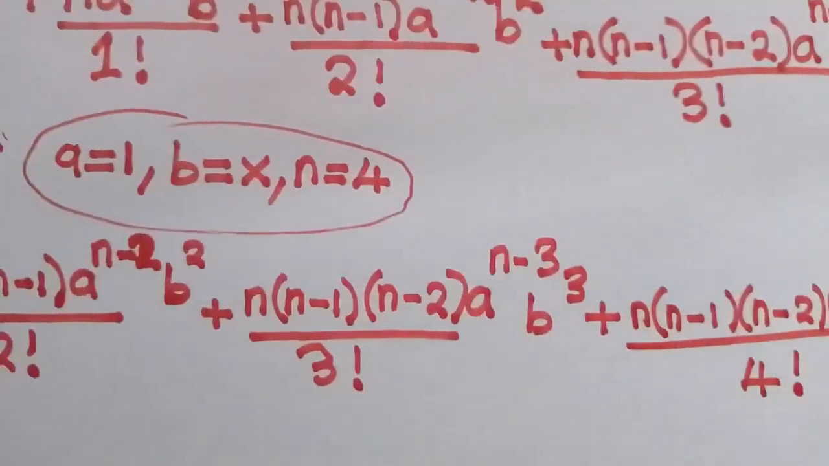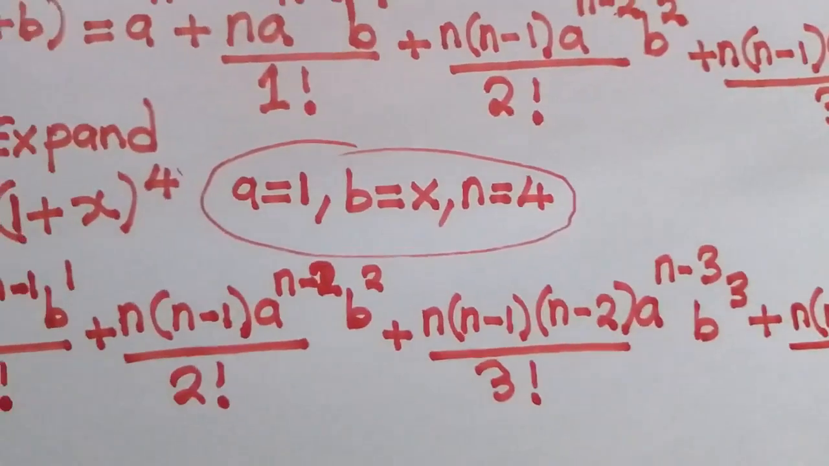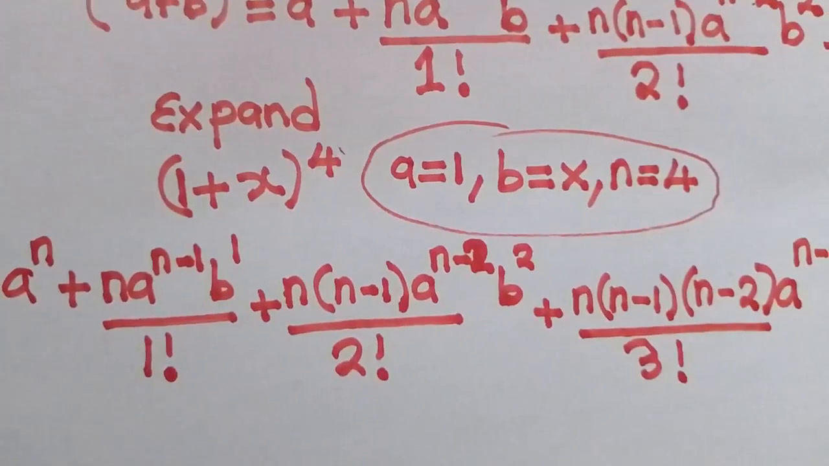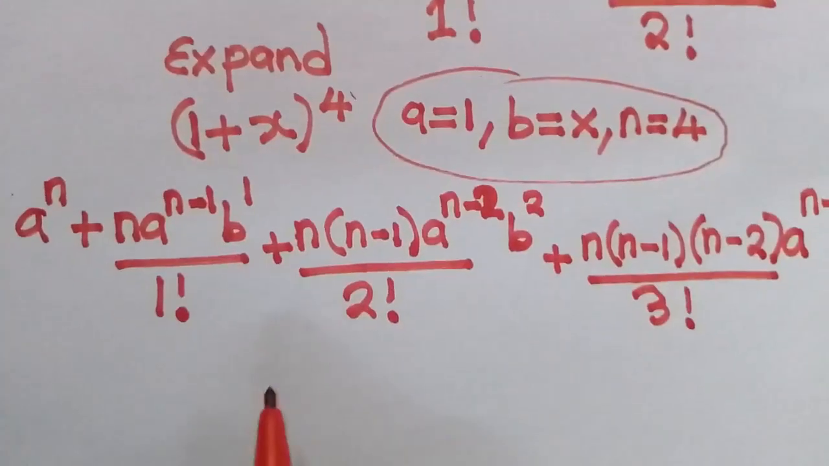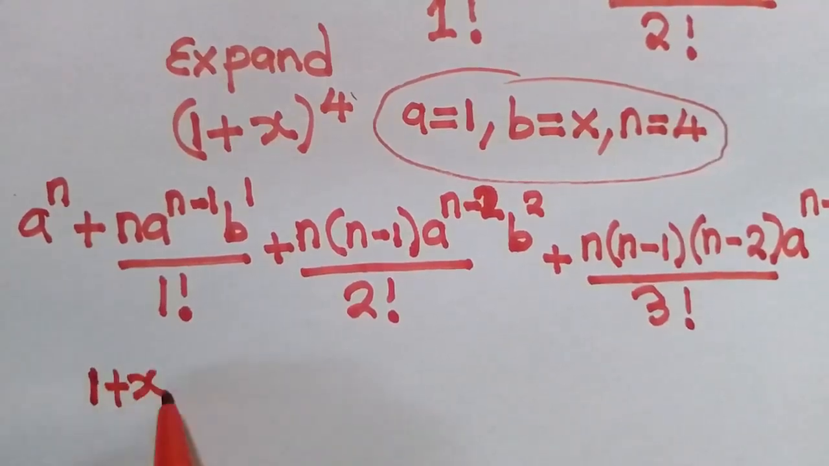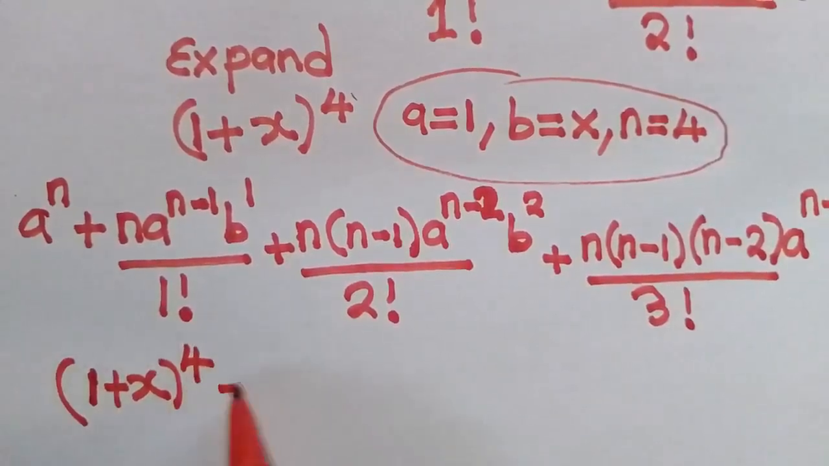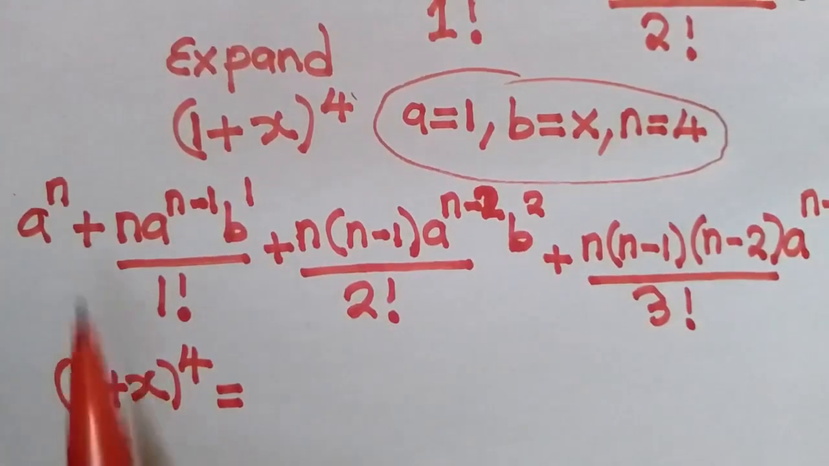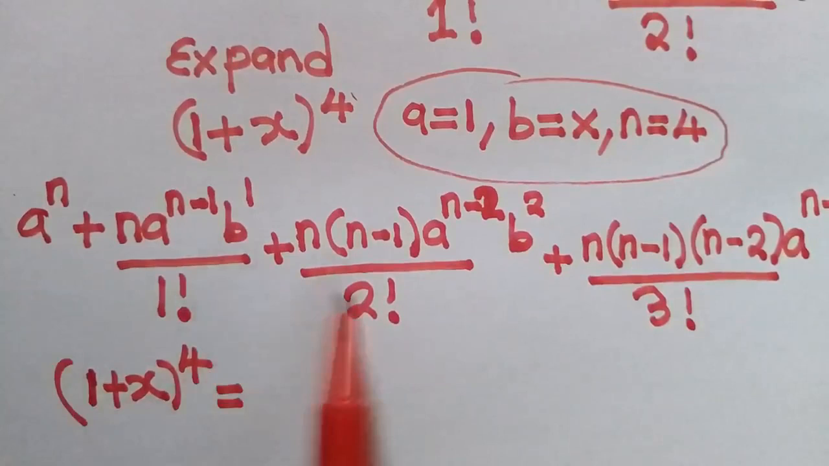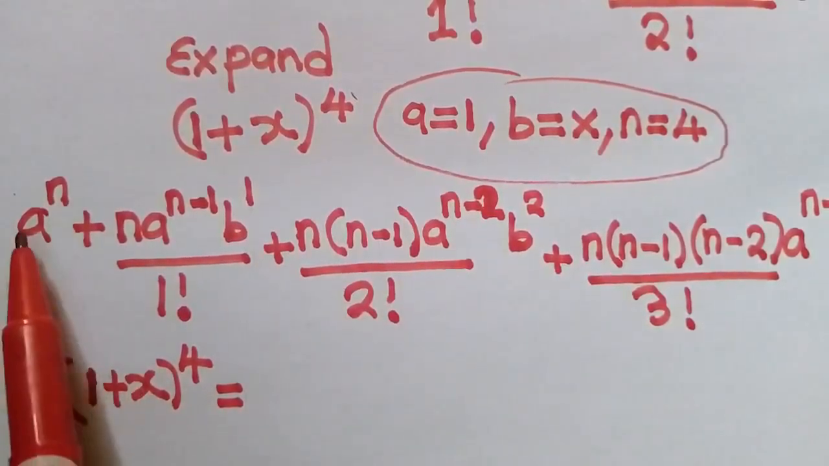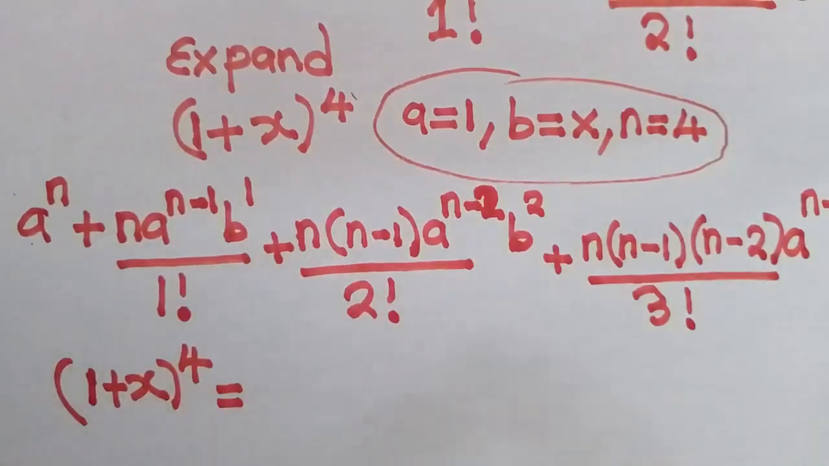So I go back to my first part here. I'm going to expand that. I'm going to write down my formula: (1 plus x) to the power 4 is equal to what? I start from here. What is my a? A is 1. 1 to the power 4 is 1. So there I've got my 1.